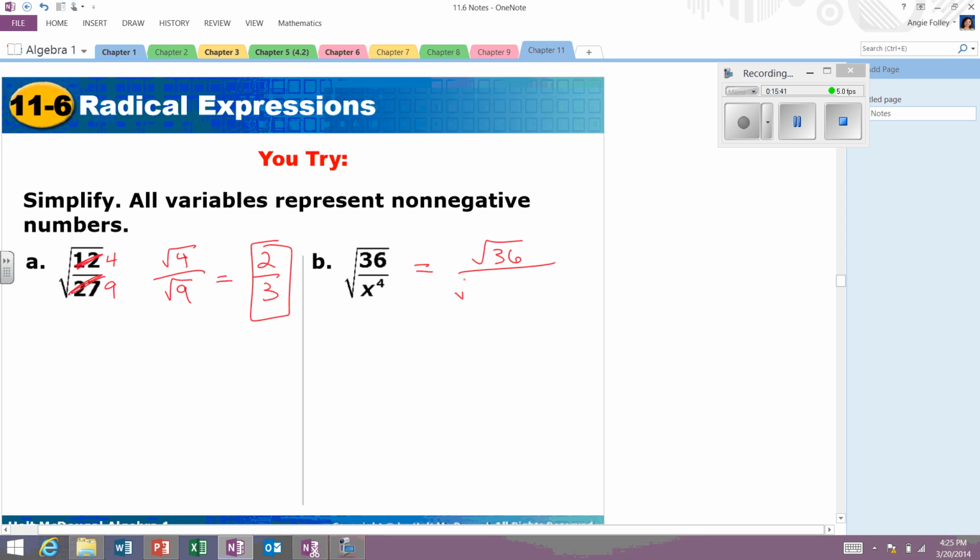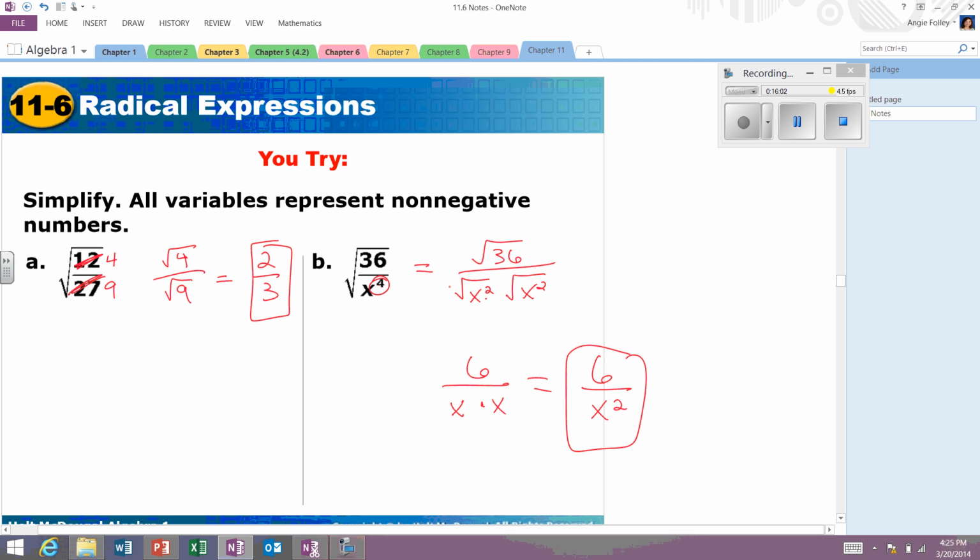Okay? On this next one, I'm going to rewrite this as the square root of 36 over the square root of x squared times the square root of x squared, because the square root of x squared times the square root of x squared is the square root of x to the fourth. So now the square root of 36 is 6. The square root of x squared is x. The square root of x squared is x. So I have x times x, which is 6 over x squared.